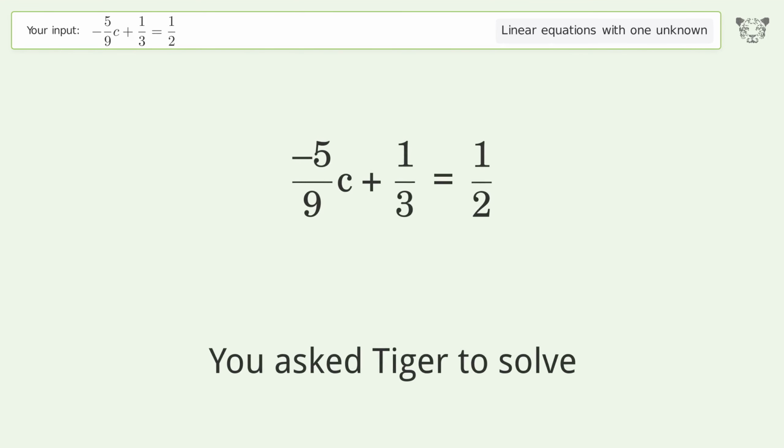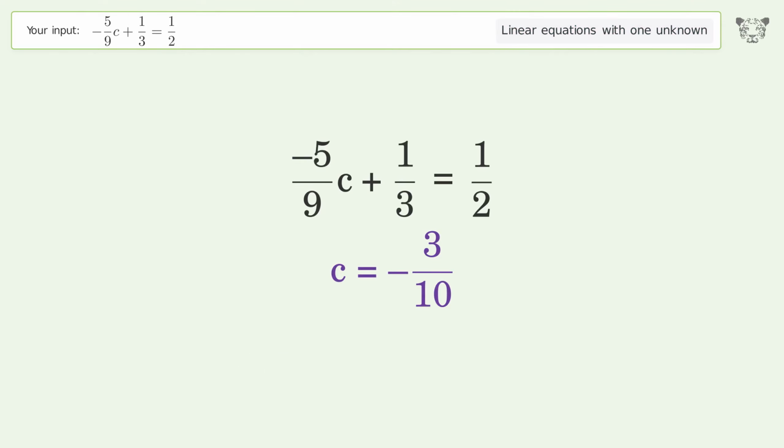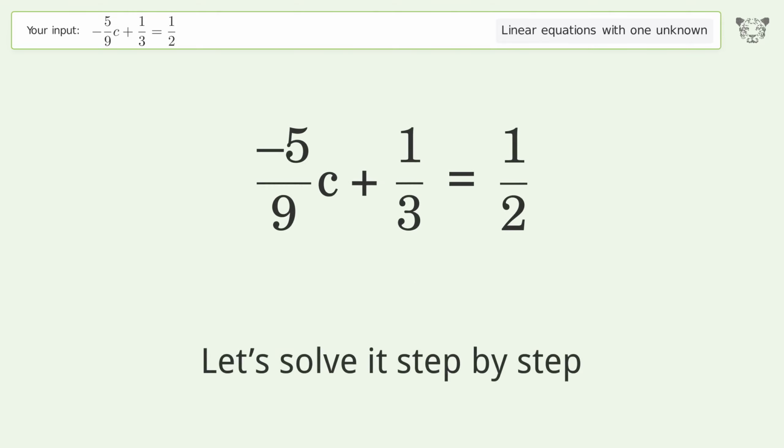You ask Tiger to solve. This deals with linear equations with one unknown. The final result is c equals -3/10. Let's solve it step by step.